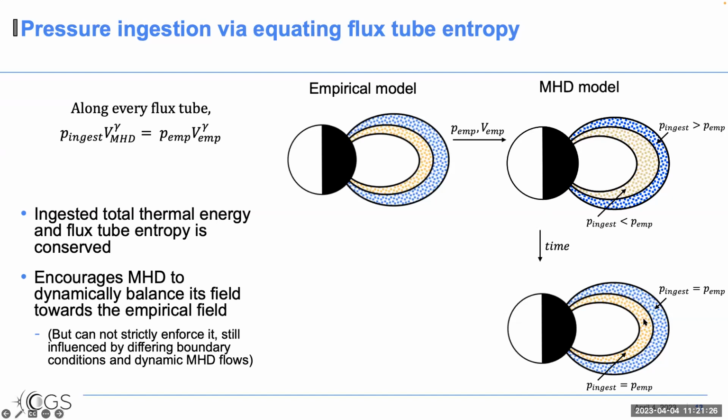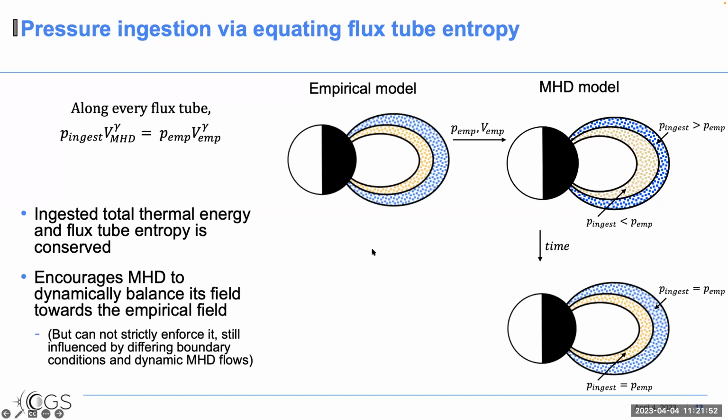And so this encourages MHD to dynamically balance its field towards the empirical field. And what's really cool about this is that we're still just ingesting pressure on the MHD side, but by doing it through equating entropy, we're not only bringing over the pressure that the empirical model says should be there, but also sort of encouraging MHD to balance itself towards that empirical field as well, all through the pressure.